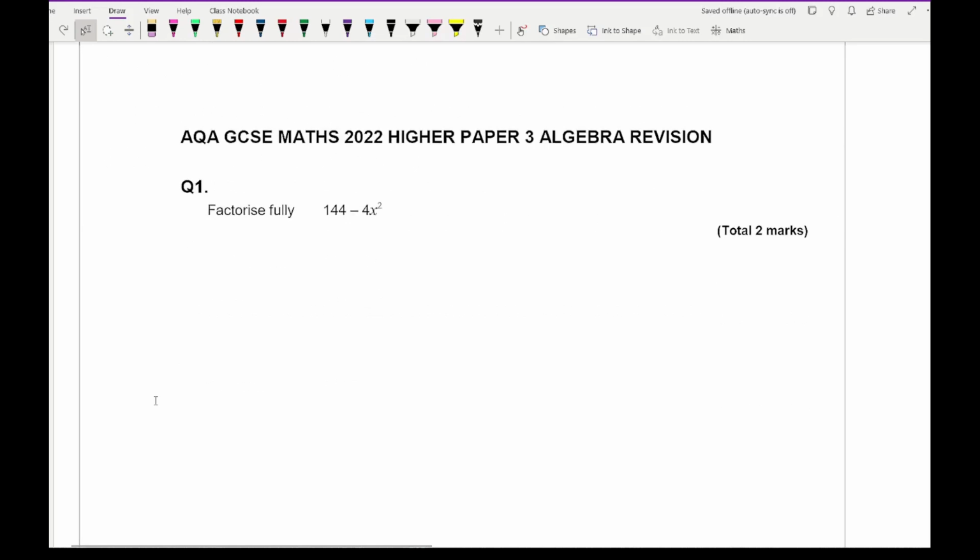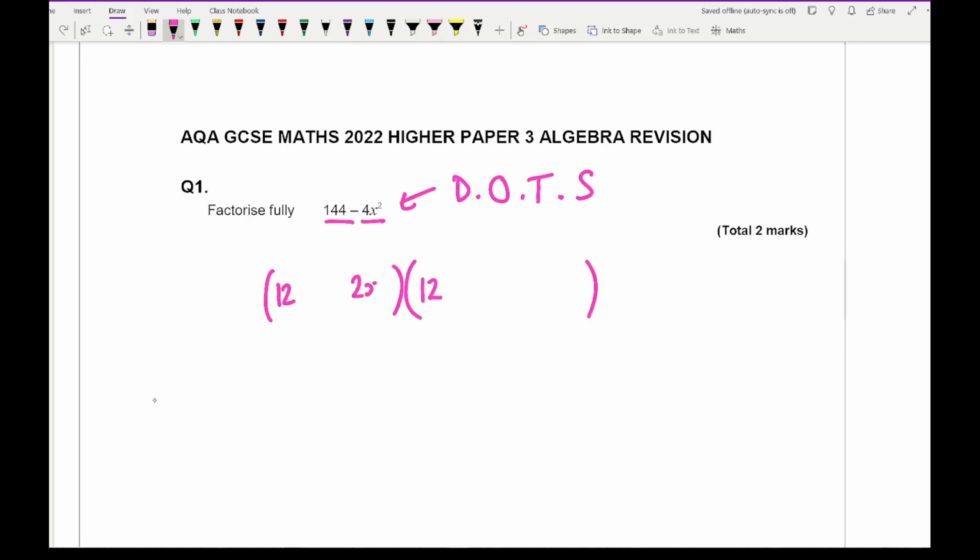Looking at the first question, it says factorize fully 144 minus 4x squared. So this question here is a difference of two squares, because we're subtracting two square numbers. So here, if I set up my double brackets, what do I have to square to get 144? Well, that's going to be 12. And what do I have to square to get 4x squared? Well, that's going to be 2x. And one's a plus and one is a minus.